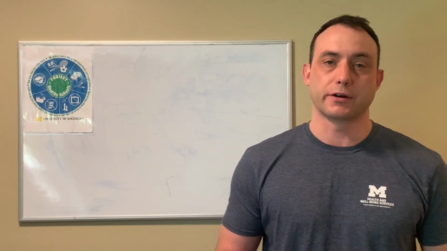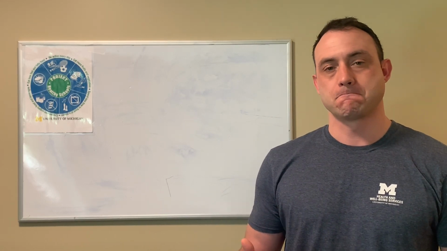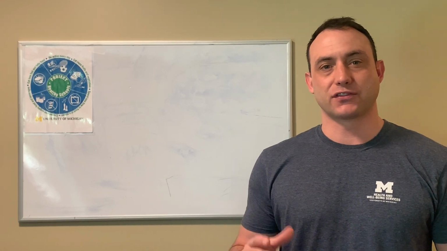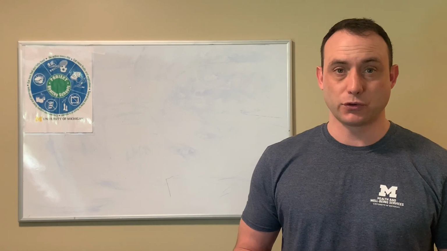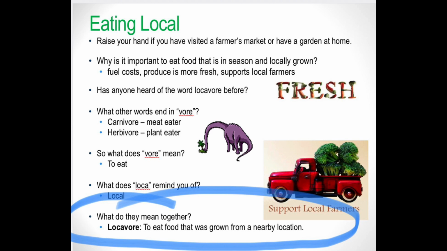Let's look at the beginning of the word now. What about the word loca? Well, that sounds very similar to what we're talking about. The word local and the word loca sound very similar. So a locavore is someone who eats locally, someone who eats food that is grown locally. So by definition, what we're going to call it is to eat food that was grown from a nearby location.